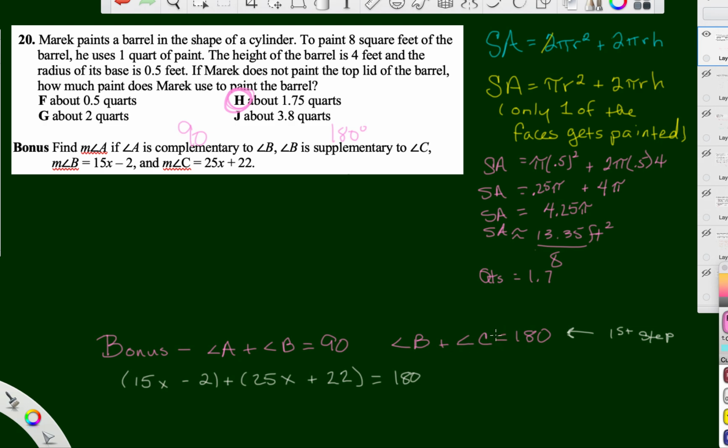So my first step is to find x to find B. Once we find this, we're going to be great. We'll do this math. 15x plus 25x is what? 40x. Minus 2 and plus 22 is plus 20. And that's all going to equal that 180.